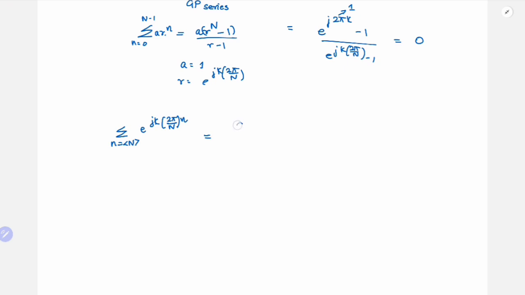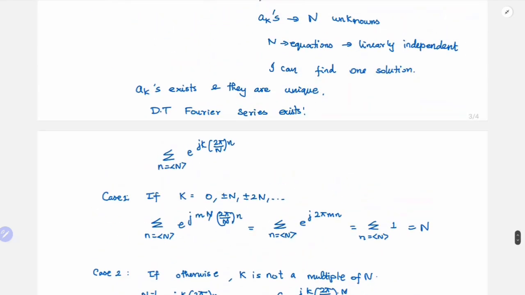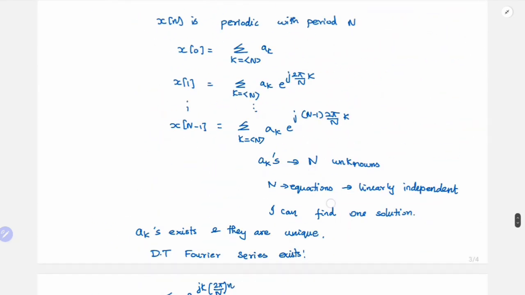So this is equal to N for k equal to 0, plus minus N and so on, and it's equal to 0 otherwise. So this result we'll use and try to find out our a_k from this equation.